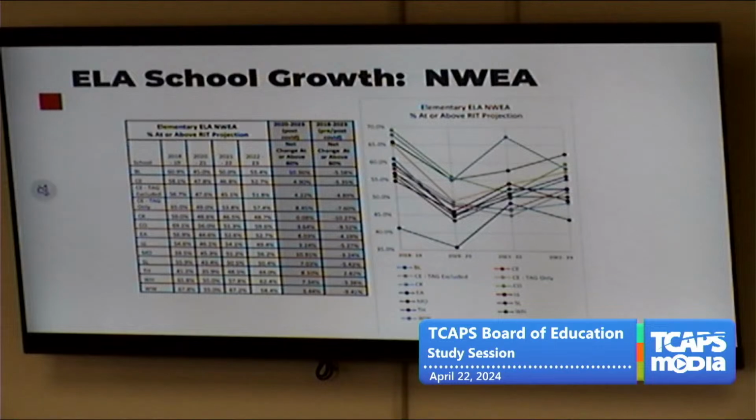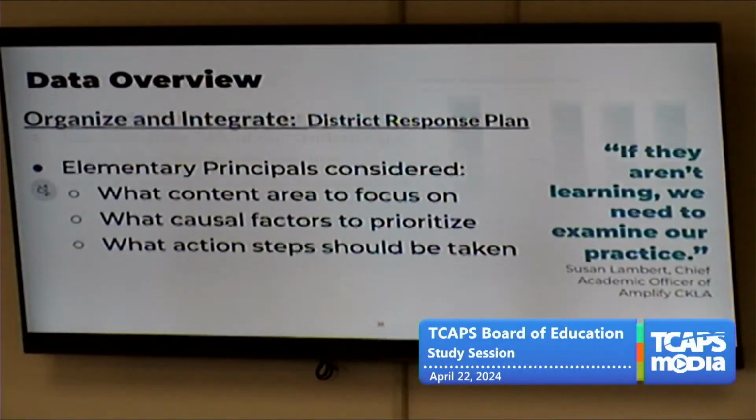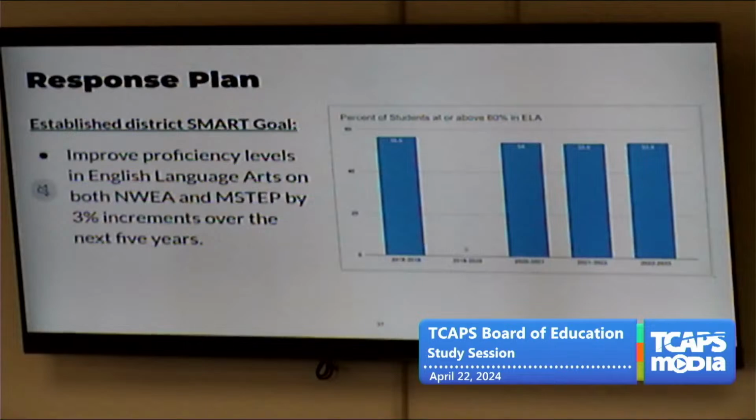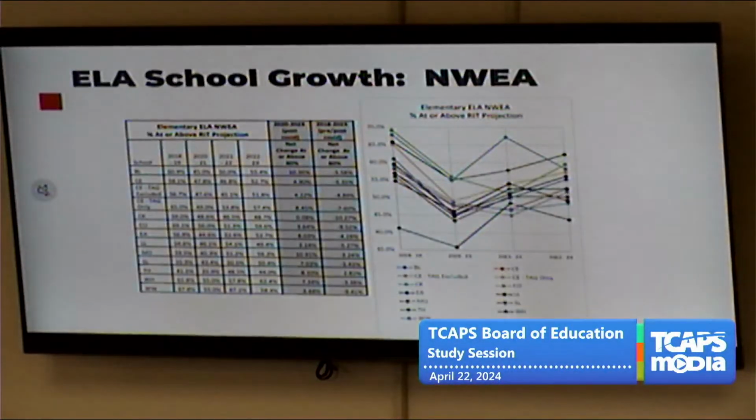And this is the same information, just looking at the ELA scores and specific to each school. You can see that trend of ELA, that huge drop from prior to COVID. Oh, hold on. So sorry. I don't know what's going on with the clicker.